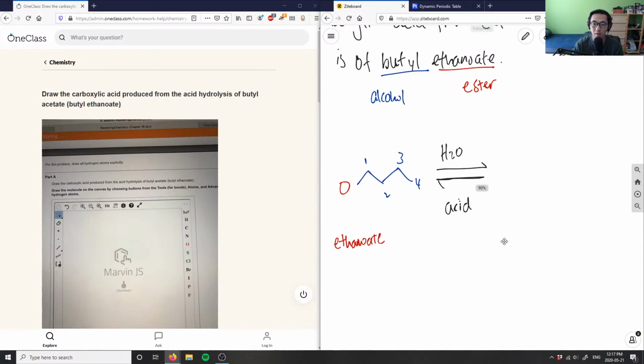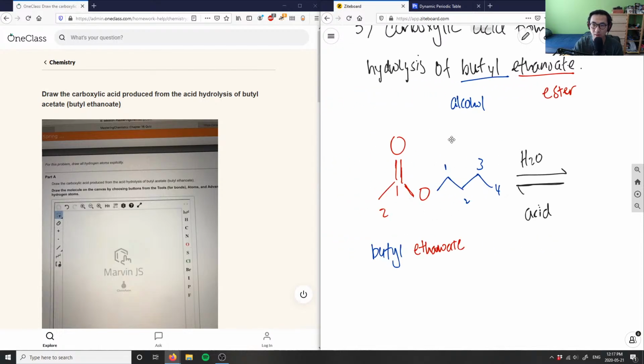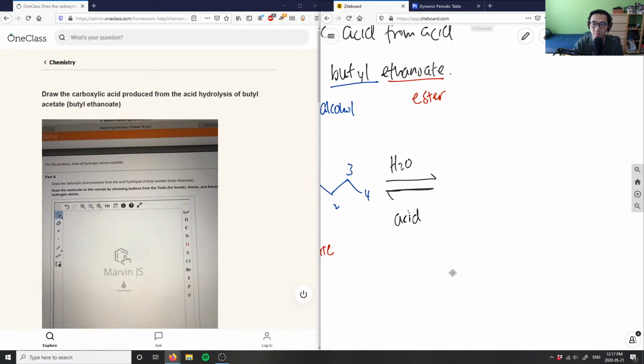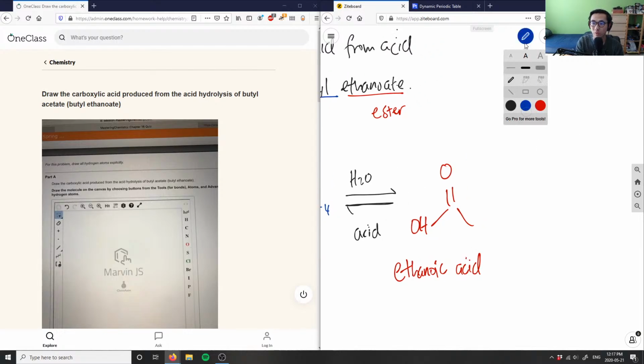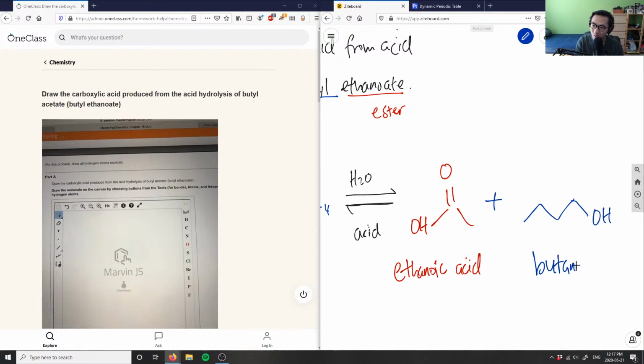So it's going to make my carboxylic acid, which is going to be this red part, and my alcohol, which is going to be my blue part. Let me draw out the red part for you, which is going to be ethanoic acid. That's going to be my answer for this problem. So I have an OH group bonded to a double bond O, bonded to a carbon here. So this here is my ethanoic acid. And then the alcohol part is going to be simply the butanol that's left here. So this here is the butanol.